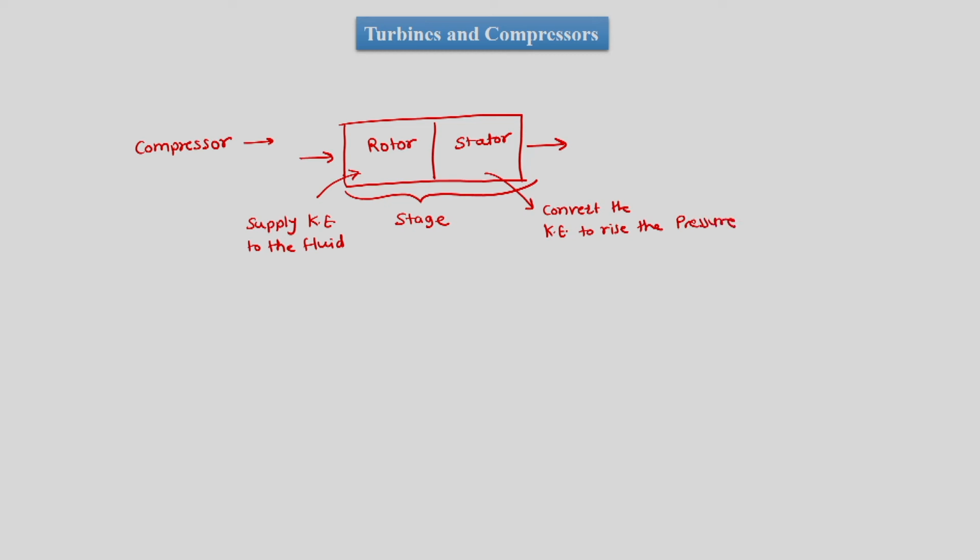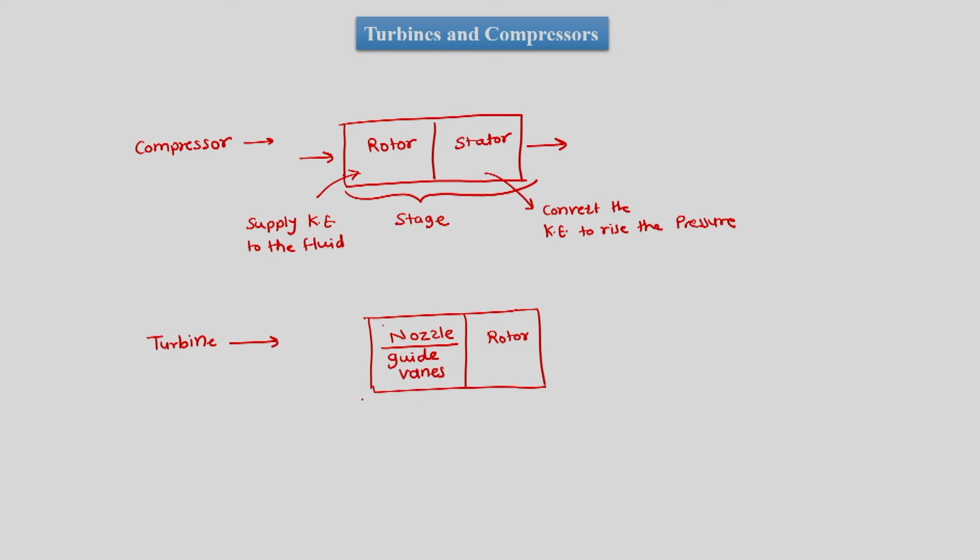So, these two constituents will make one stage of a compressor. In case of turbine, we have the same two components but placed in reverse order, where we first have the stator, which is called here the nozzle or guide vane. This is the first compartment, and then we have the rotor. So, the nozzle and rotor together will constitute one stage of a turbine.